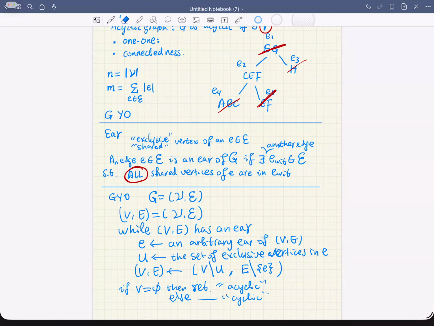If you look at one iteration, you basically have to find an ear. An ear basically says, I first determine, for every edge, one by one, you look at each vertex in the edge and ask the question: is this exclusive or shared? This is something you can check in polynomial time. And if it's shared, then you collect all the shared vertices and check whether they are contained by another edge. Everything is easily polynomial time doable, so this is a polynomial time algorithm. Cool.